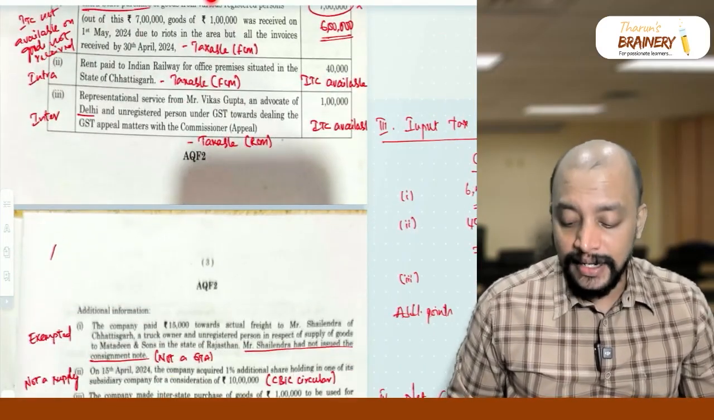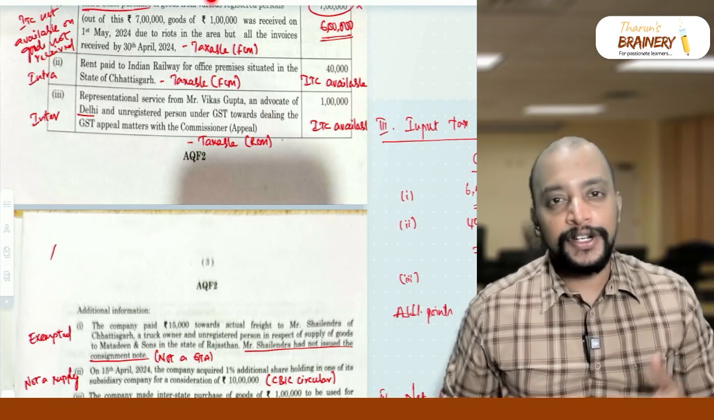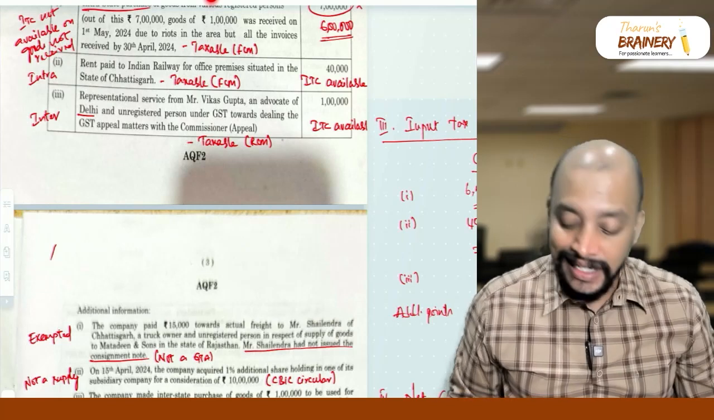And why is it interstate, why not intrastate? Because the advocate is in Delhi, and we need to apply the general provisions, where the location of the recipient is taken as the place of supply. That's why it is interstate.